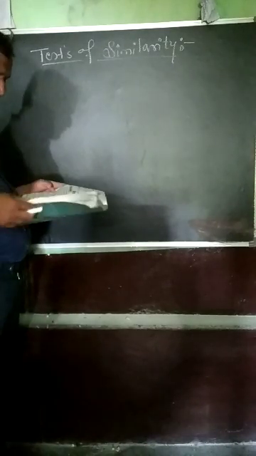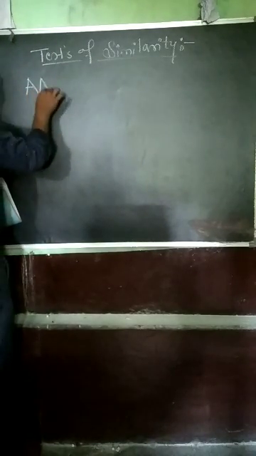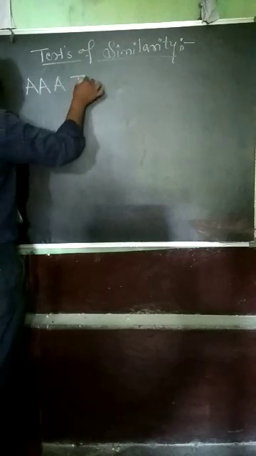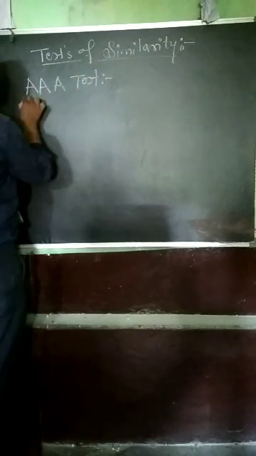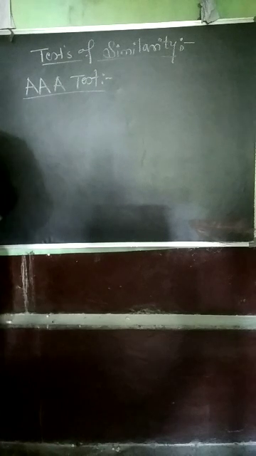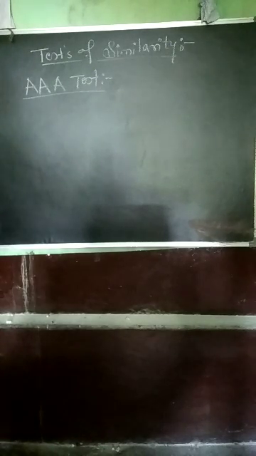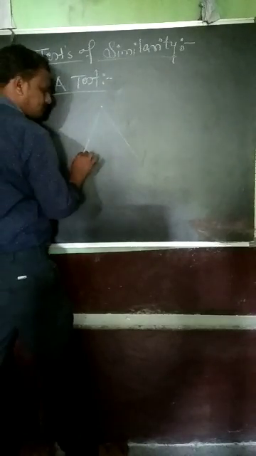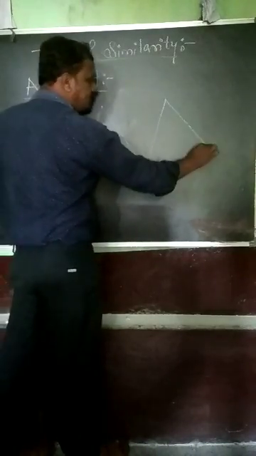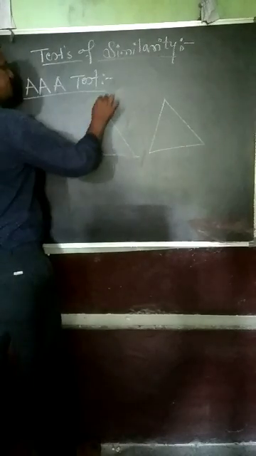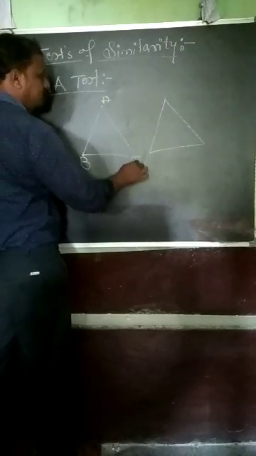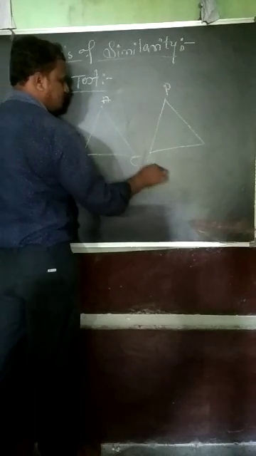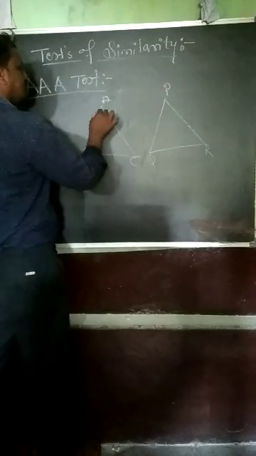Some description is given in your books. See here, first is the AA test. A means angle and S means side. Suppose we take any two triangles, this is ABC and PQR.